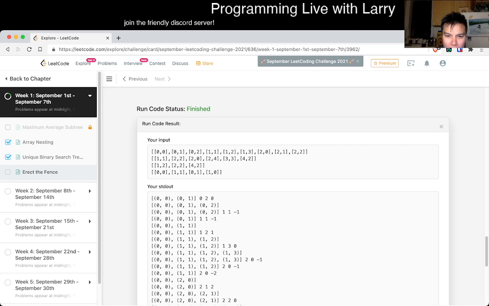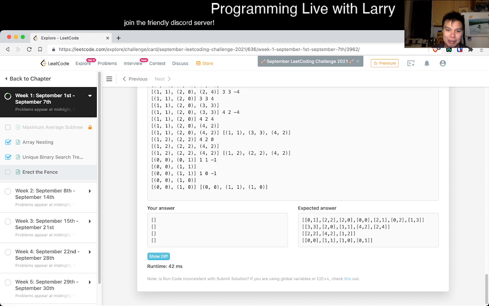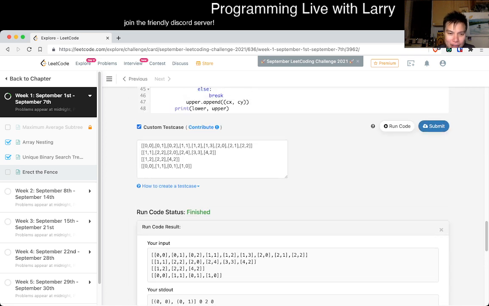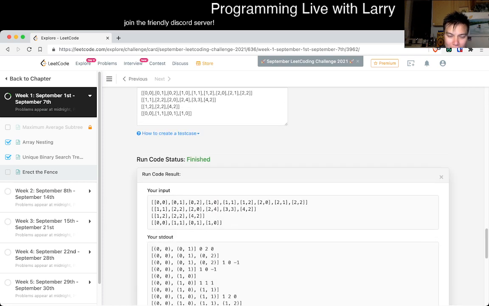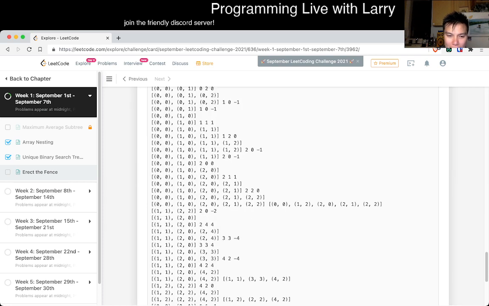Huh. Did I mess one? Oh, I am dumb. Okay. I was wrong, maybe the test case is wrong. I did mess up on the test case. I put this in, okay. Wow. Yikes. I just put in the wrong input, that's all. Okay. Maybe this is a little bit better now.